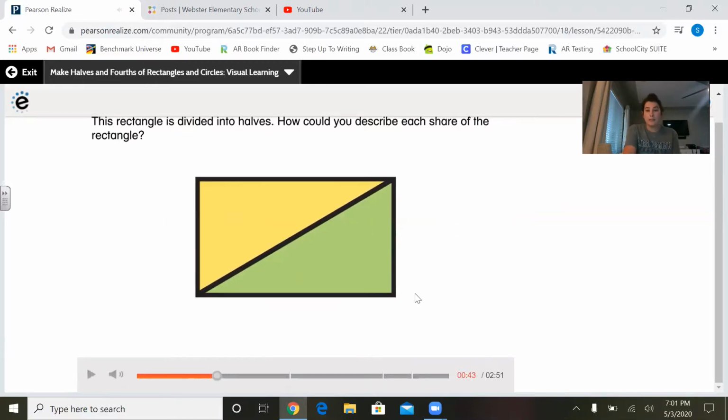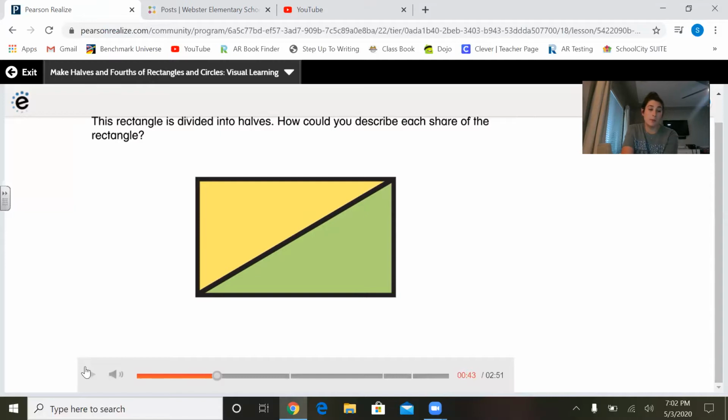So we have a rectangle here and it is cut right in half. If I wanted to describe the yellow part of the rectangle, you would look at the picture and see the rectangle and we have 1, 2 shares. The yellow is 1 share out of 2, which is half. If I was to take this little piece and fold it over to this side, it would be exactly half. It would match up perfectly. So the yellow part would be 1 share out of 2, 1 of 2, or 1 half.